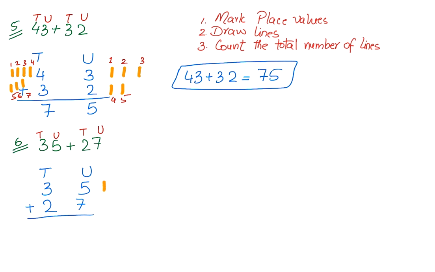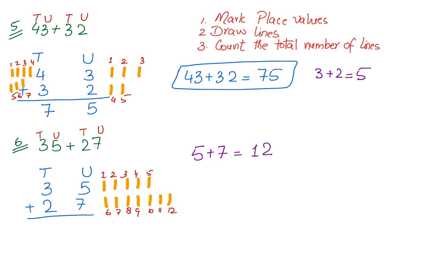So this is 1, 2, 3, 4, and 5. This is 1, 2, 3, 4, 5, 6, and 7. Now count the total number of lines. This is 1, 2, 3, 4, 5, 6, 7, 8, 9, 10, 11, and 12. 5 plus 7 is equal to 12. Here you had 3 plus 2. Your answer was a 1-digit number.